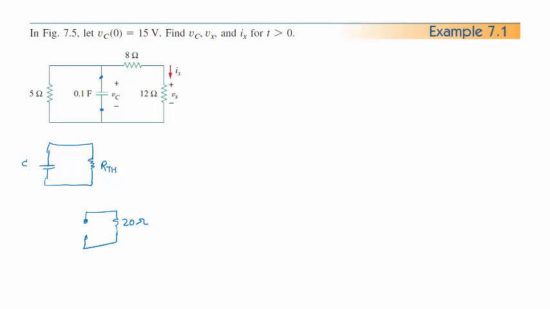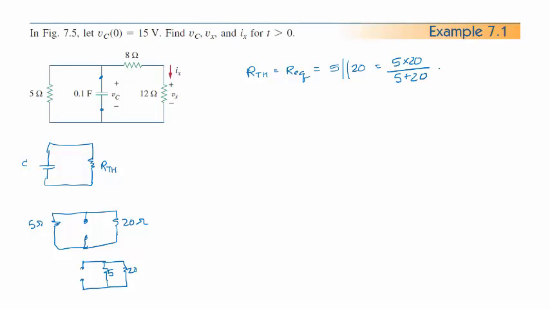And then also over here I have 5 ohms. This is all one node here, so in reality I can move that around over to this side. 5 is here, 20 is here, 20 is there. So you can see that 5 and 20 are in parallel with each other. So R Thevenin equals our R equivalent in this case, which is 5 in parallel with 20 ohms, which is 5 times 20 over 5 plus 20, which, doing the math, equals 4 ohms.